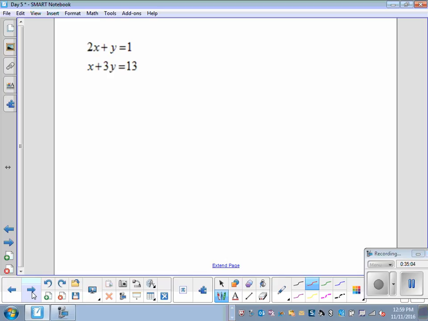Who has an idea? Well, look at this. If I just have x plus 3y equals 13, and I don't do anything to the second one, what do I need to do to the first equation so that I have minus 3y here? I want the opposite so that when I add, I eliminate y. Times negative 3. Times negative 3, right?